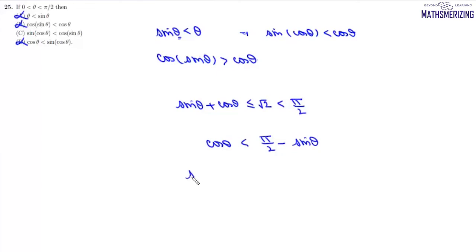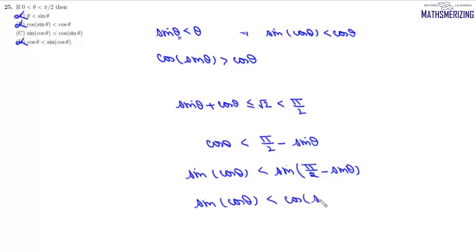Now if we take sine both sides, we can write sine of cos theta will be less than sine of pi by 2 minus sine theta. That is, sine of cos theta will be less than cos of sine theta, which is your option C.